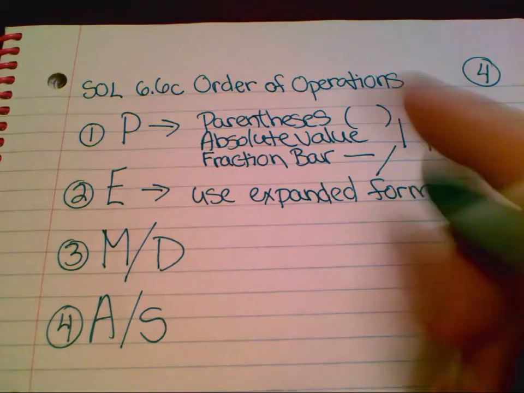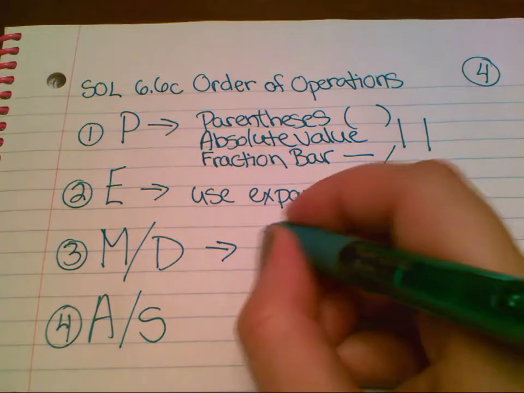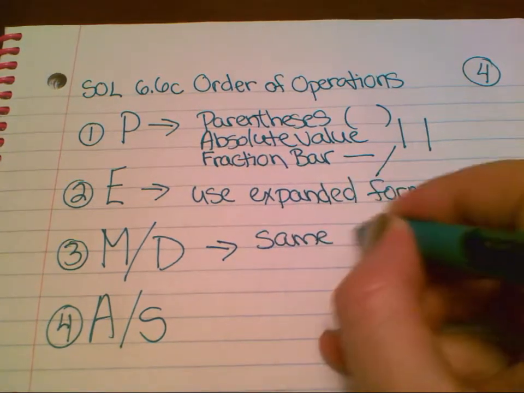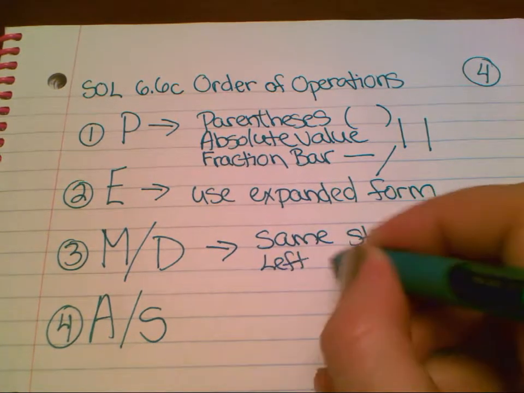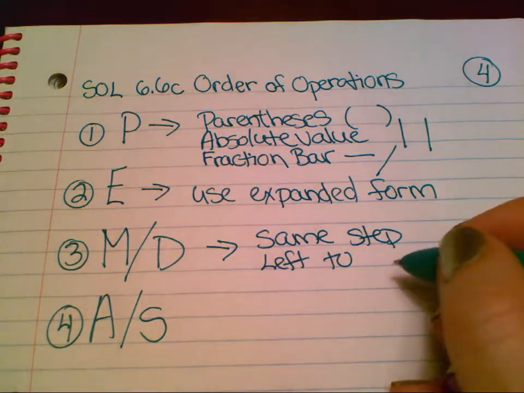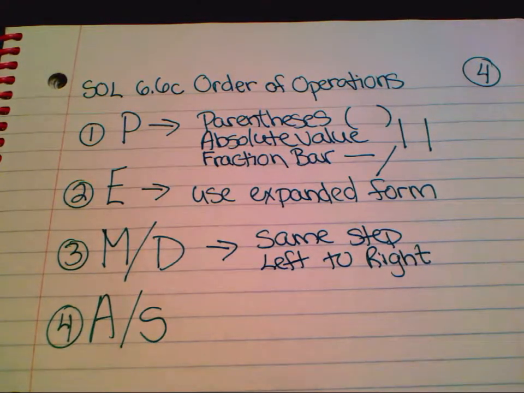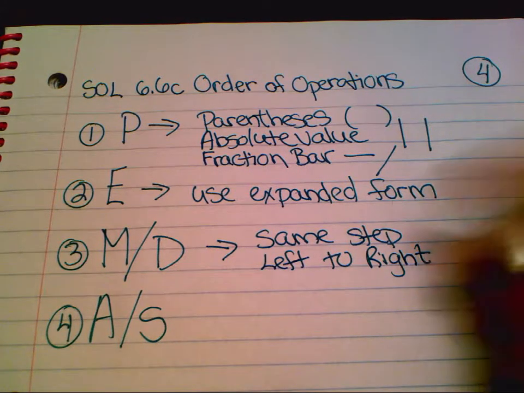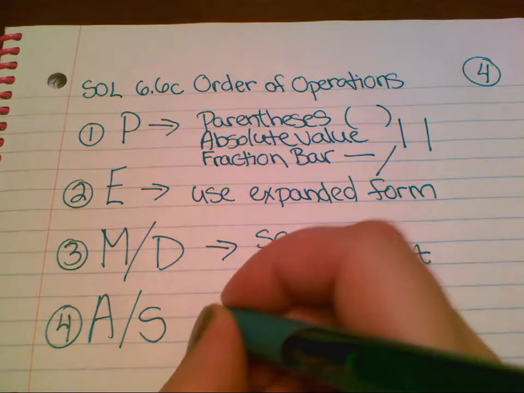Now multiplication and division, I have those listed on the same line because they are the same step. And you go from left to right when you are solving these. So for example, I'm not always going to solve multiplication before division, because division may come before multiplication in the problem, and they're the same step. You just do whichever one comes first.